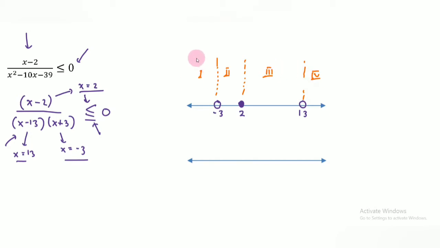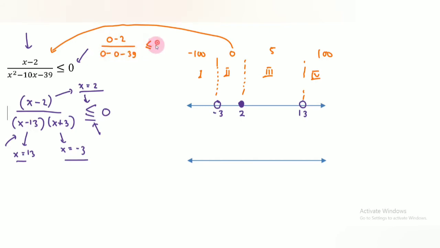For the first area, I can use negative 100 as my representative. For the second one, I can use 0. For the third one, I can use 5, for example. And for the fourth one, I can use 100. Now I just want to check one area to make it quicker. So if I use 0 as my tester and put it into the inequality, the statement becomes 0 minus 2 over 0 minus 13, less than or equal to 0.